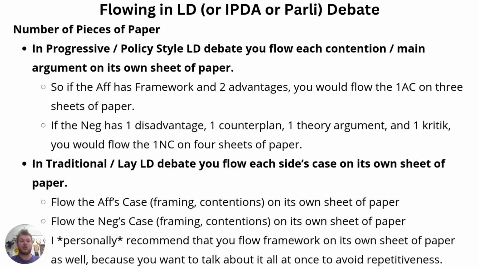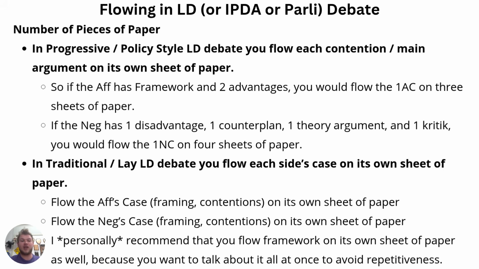However, I personally recommend that you flow Lincoln Douglas debate on 3 sheets of paper when you're debating traditionally. I would say that you put both teams' framework on one piece of paper, and then you put the affirmative's contentions and all of the attacks and defenses about it on another, and then all the negative's contentions and the attacks and defenses about it on another. That's because we want to be able to group framework to talk about it all at once so we don't get confused and so we don't waste a ton of time on it because of how short the speeches are in Lincoln Douglas debate.